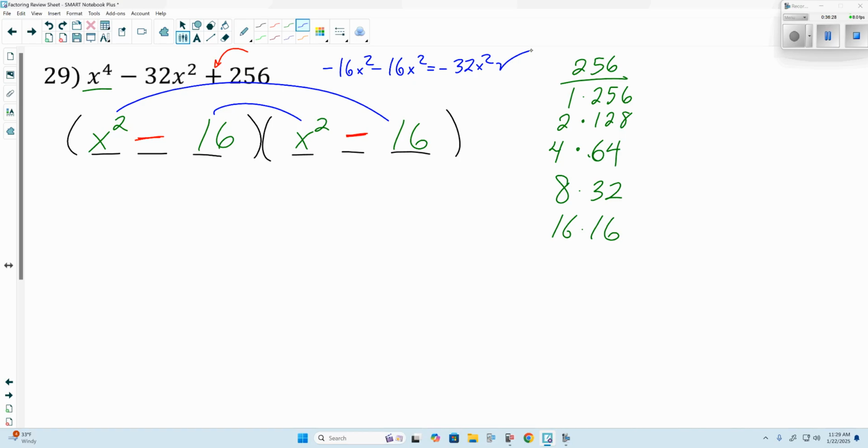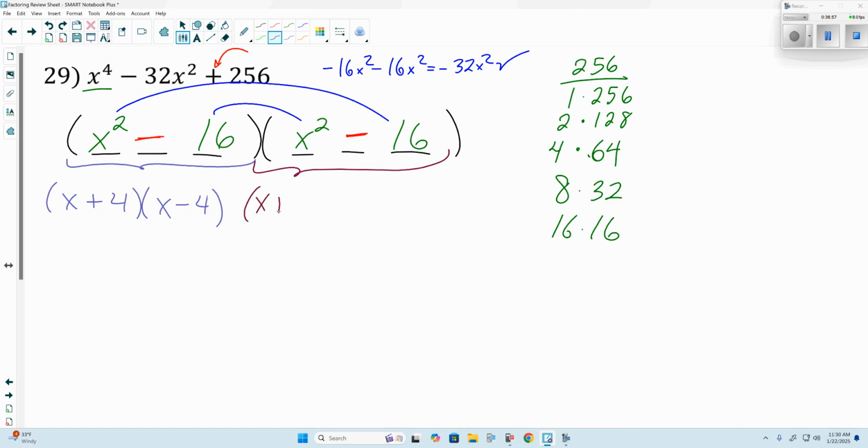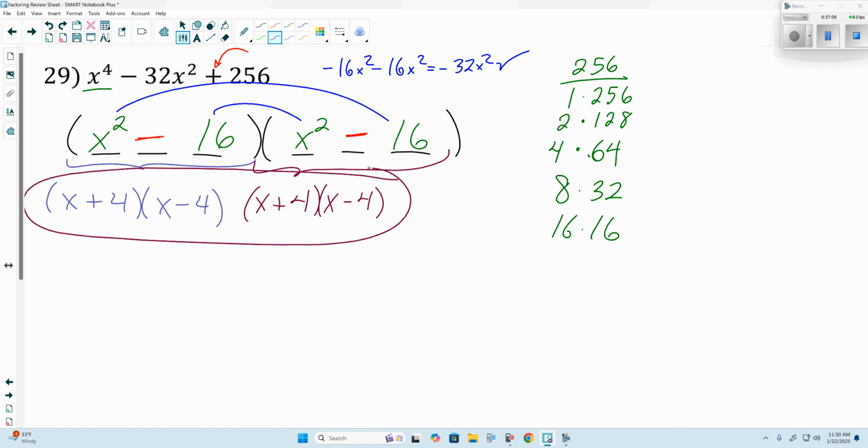Since we do have x squared minus 16, is x squared a perfect square? x and x. Is 16 a perfect square? So that means this first one is a difference of perfect squares. It'd be x plus 4 times x minus 4, yes? The other one is the same thing, yes? So it also would be a difference of perfect squares.